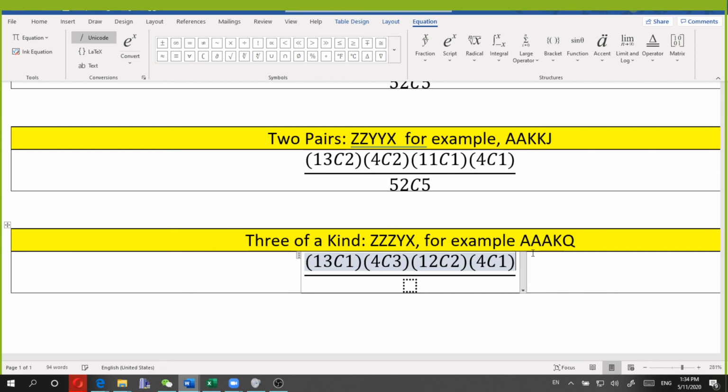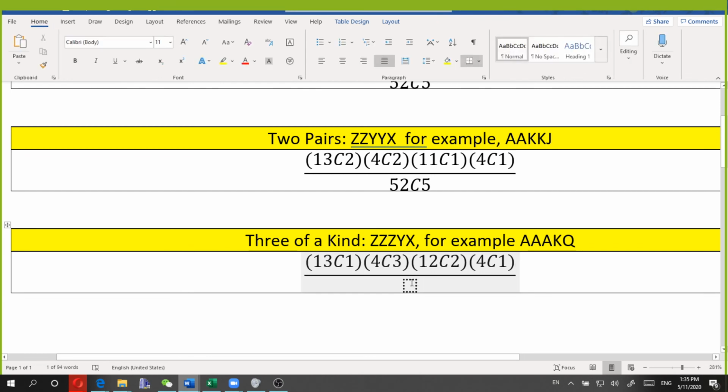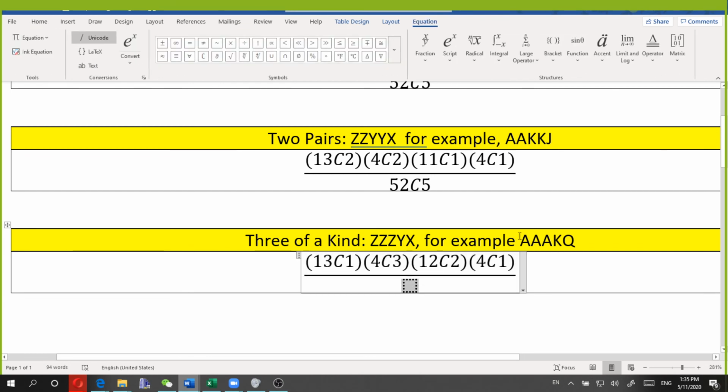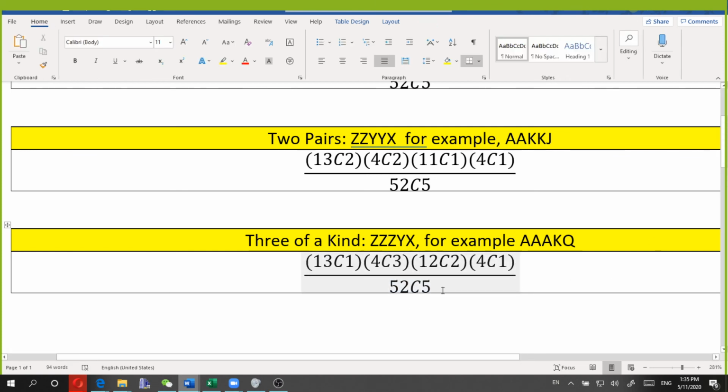For C1, perfect. So there are two values out of the 12 remaining that I want to take one of the four cards and put into my hand. What should go on bottom? 52C5, perfect. Do you understand how we built it?